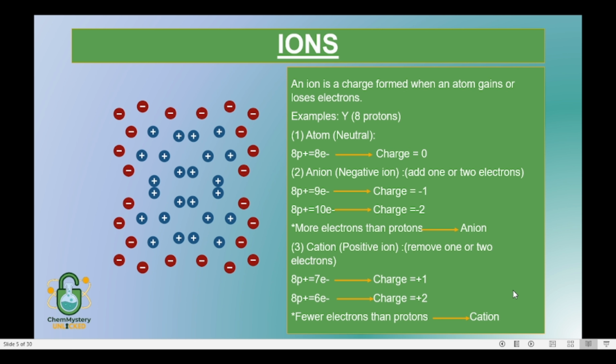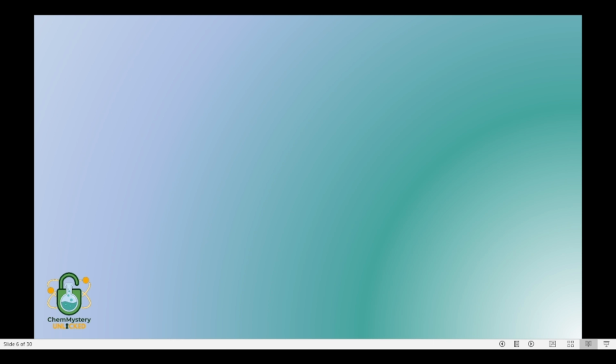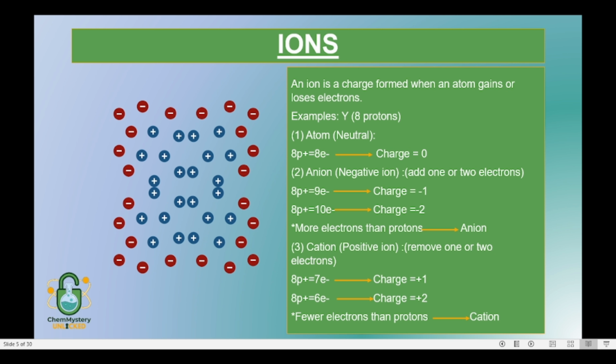Okay. Now let's move forward to cation, which is the positive ion. We remove 1 or 2 electrons. Now as you can see, there are more protons than electrons in this. There are 8 protons and 7 electrons in the first example. So therefore the charge equals plus 1 because there is one more proton than electron, or you can say fewer electrons than protons. Okay. And in the second example, there are 2 more protons than electrons, so the charge is plus 2.